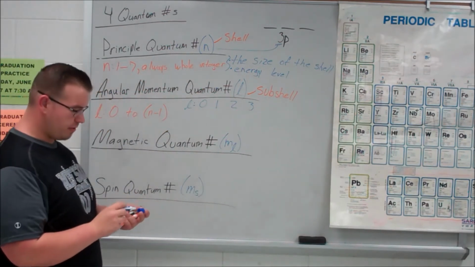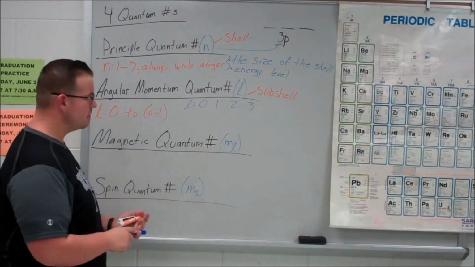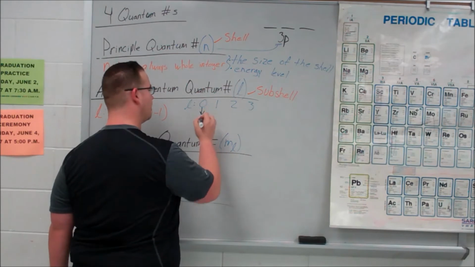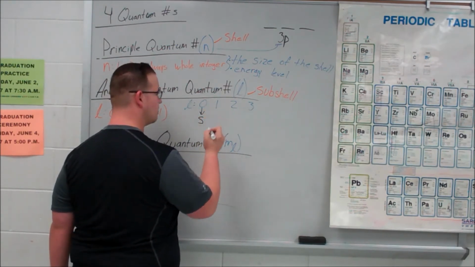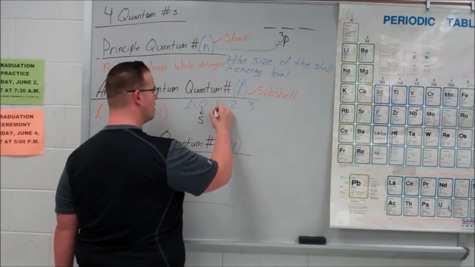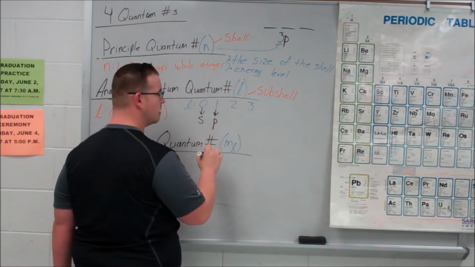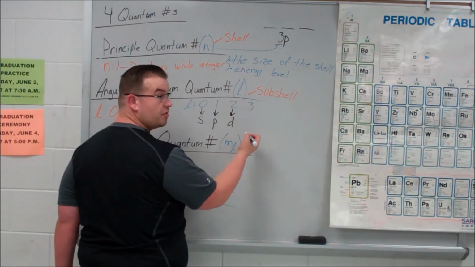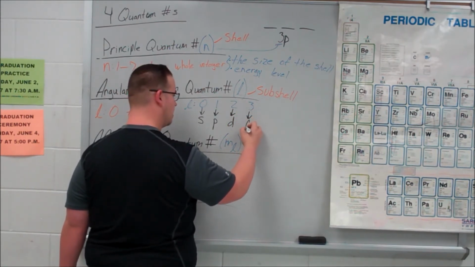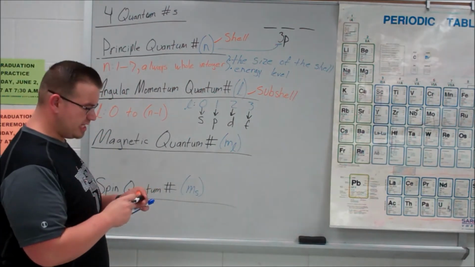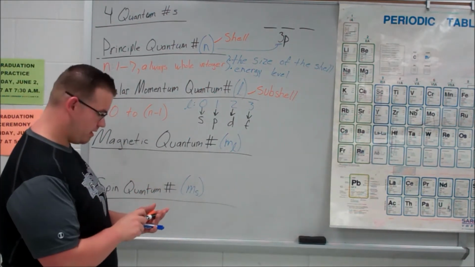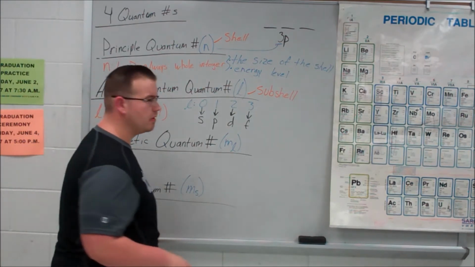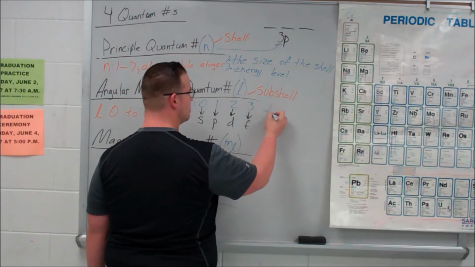And what this will tell you is the shape. So, if it's a 0, guess what? It's an s orbital. If it's a 1, it means it's a p. If it's a 2, it means you're dealing with a d. If it's a 3, you're dealing with an f. So it tells you the shape. That's the piece of information that the angular momentum quantum number will give you. So it tells us the shape.